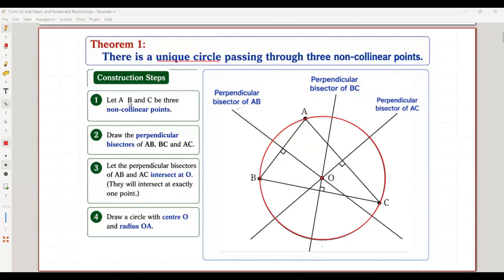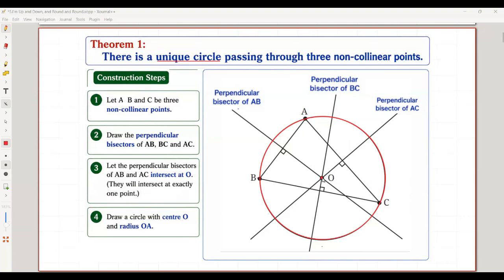First, let A, B, C be 3 non-collinear points. Next, we have to draw the perpendicular bisector of AB, BC and AC. I'll be teaching how to draw the perpendicular bisector. Next step, let the perpendicular bisectors of AB, AC and BC intersect at a point O. Where the 3 lines are intersecting, you can take that point as the center O.